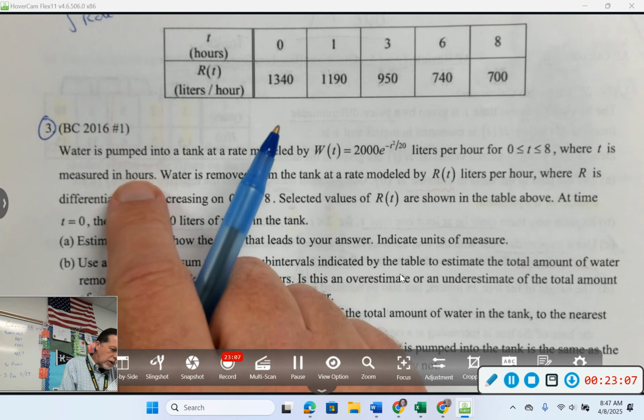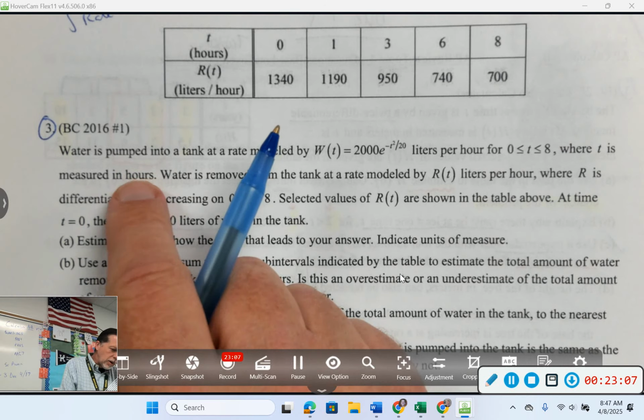Use a left Riemann sum with 4 subintervals. Right, that makes sense because I would have 4 subintervals indicated by the table to estimate the total amount of water removed from the tank. So if we integrate R, that will tell us the amount that's removed.